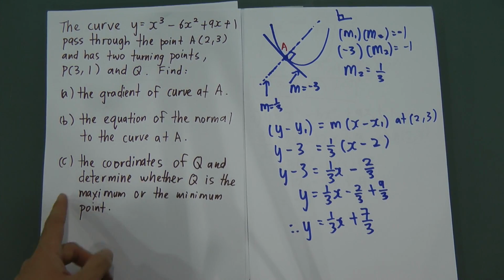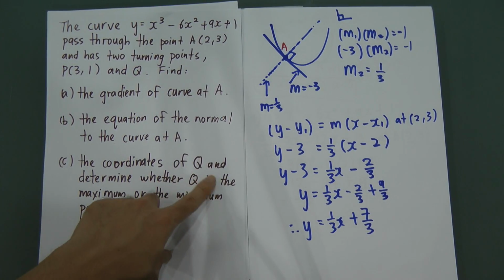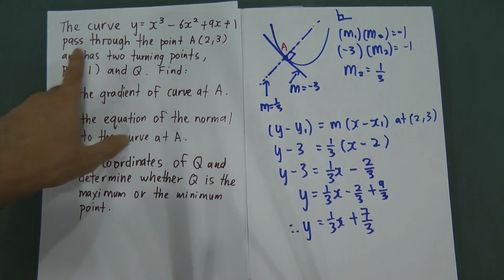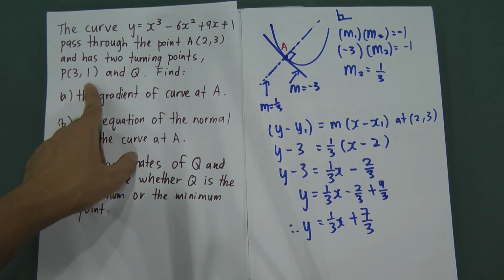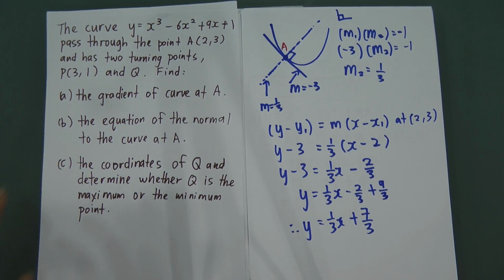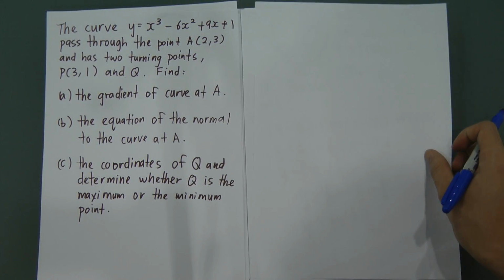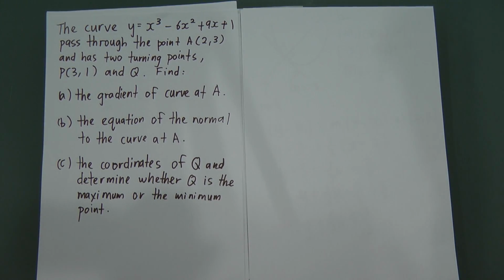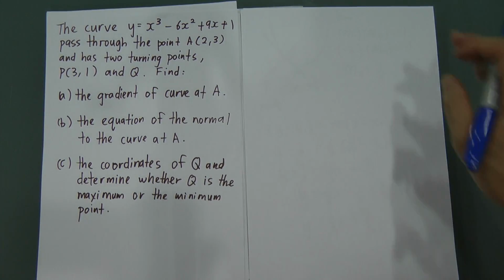For part C, find the coordinates of Q, and determine whether Q is the maximum or minimum. Here he says there are two turning points at P and Q. So we have to know P and Q are turning points, and maybe one is the maximum and one is the minimum, so we have to determine. Before we can determine, we have to find the coordinates first. When he gives us a turning point, straight away you have to understand dy/dx will equal 0.